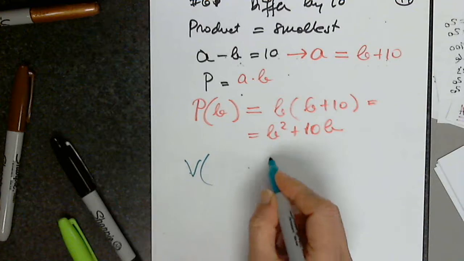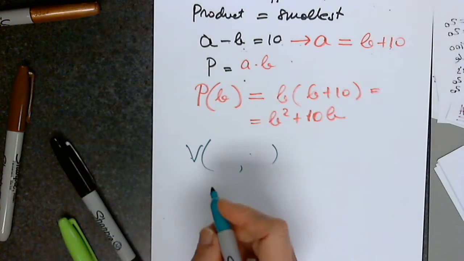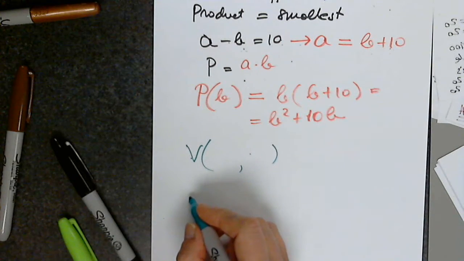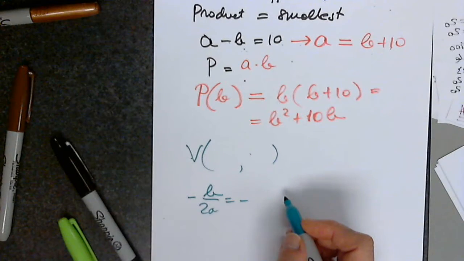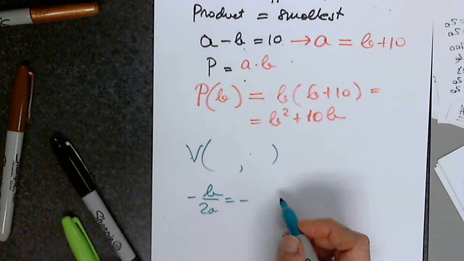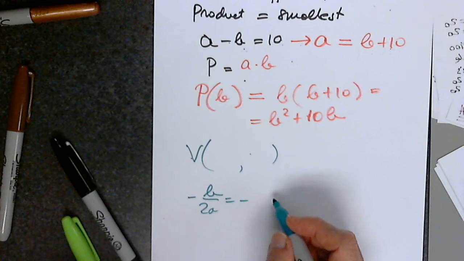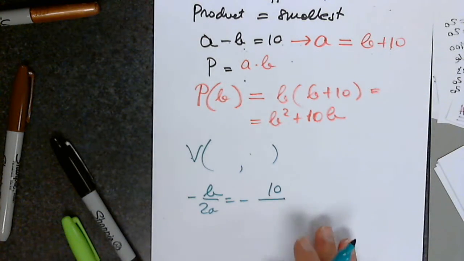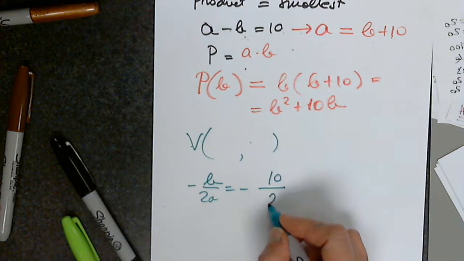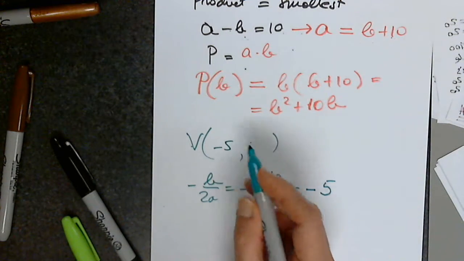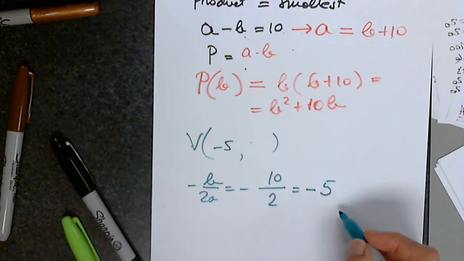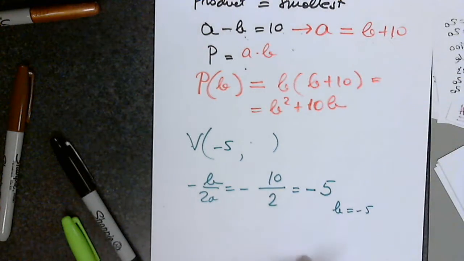The vertex. How do I find the x-coordinate of the vertex? How much is b? Not to be confused with the b in the problem. It's the coefficient of the middle term. Negative 10 over 2 times a. So the answer is? Good. So b is negative 5.